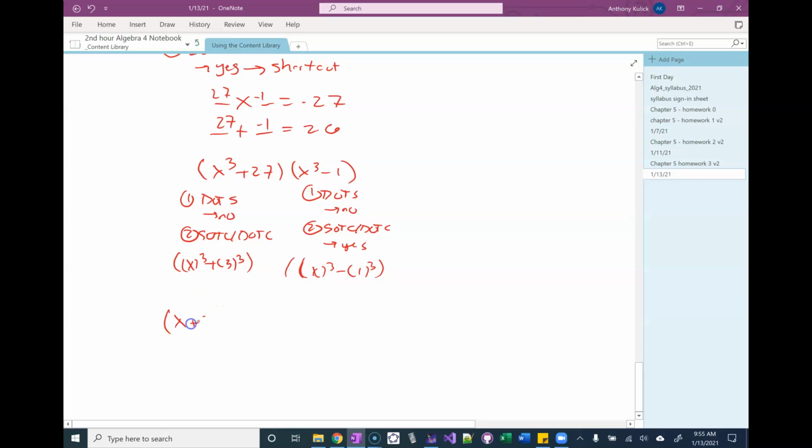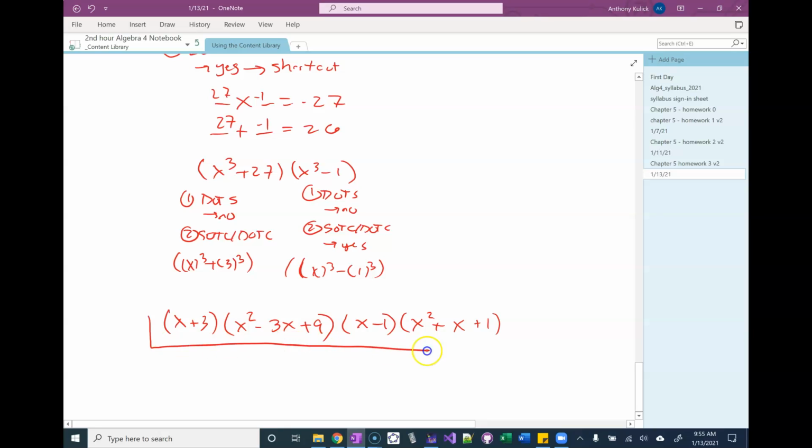So when we factor this, we're going to get x plus 3, that's a plus b, times x squared, which is a squared, minus ab, which is 3 times x, plus b squared, which is 9. And then for our other piece, we're going to have a minus b, so x minus 1, times a squared, plus a times b, which is just x, plus b squared, which is 1 squared, which is just 1. And this is as good as we can do, because the binomial terms are linear, and the trinomial terms are the results of a sum or difference of 2 cubes factor. So that's as good as we could have done.